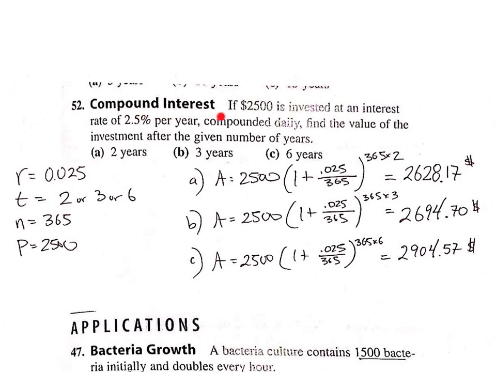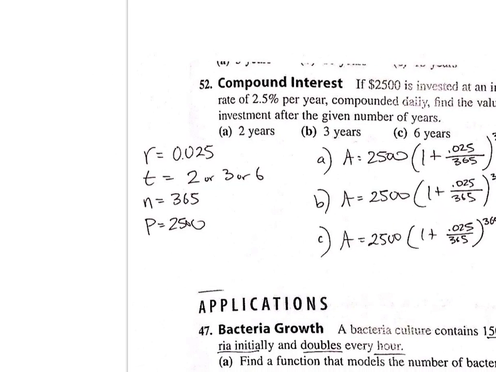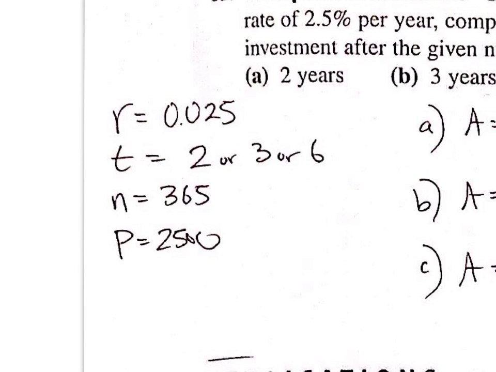All right, so let's look at 2 examples from the homework, and they go like this. Compound interest, again, we've talked about this, but here it goes. If $2,500 is invested at an interest rate of 2.5% per year compounded daily, find the value of the investment after the given number of years: 2 years, 3 years, 6 years. Here's our given information. 2.5%, in decimal form, is what we would be using for our interest rate. Our value for time is going to be 2 or 3 or 6 years. N, the number of times the interest is compounded per year, is 365.